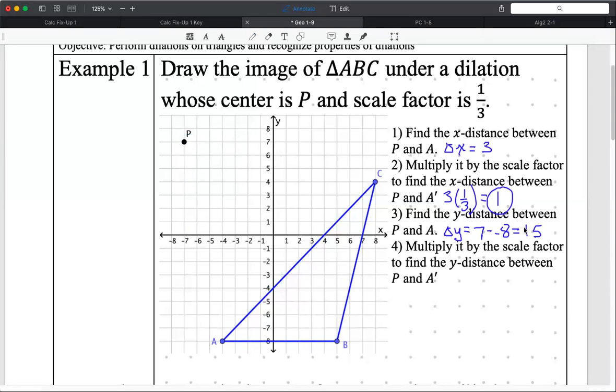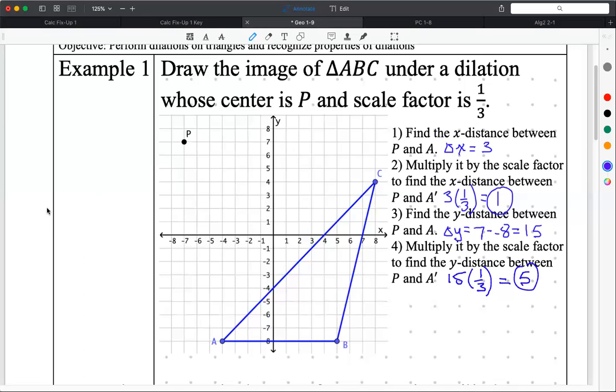And again, we're going to multiply this delta y, our change in y, by the scale factor. So I'm going to come down here and say, okay, I have 15, and I'm going to multiply that by 1/3. Another quiet raised hand, 15 times 1/3 is what? Charles. 5. There is 5. And I'll circle it.